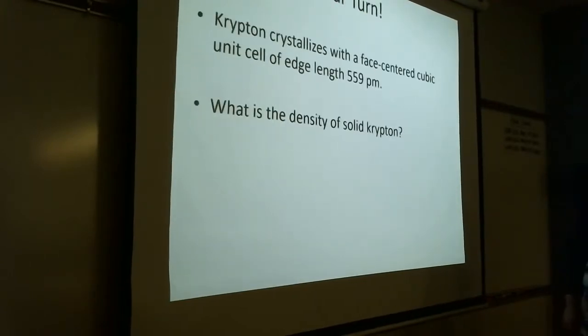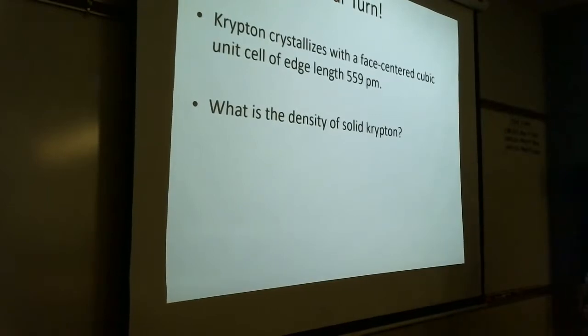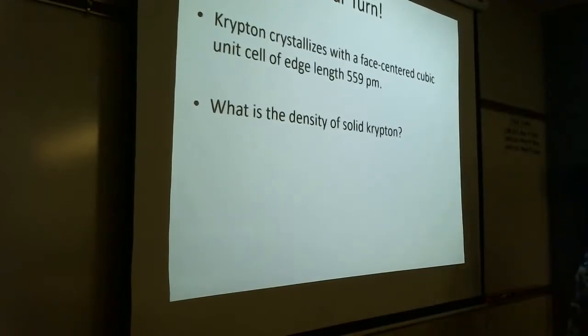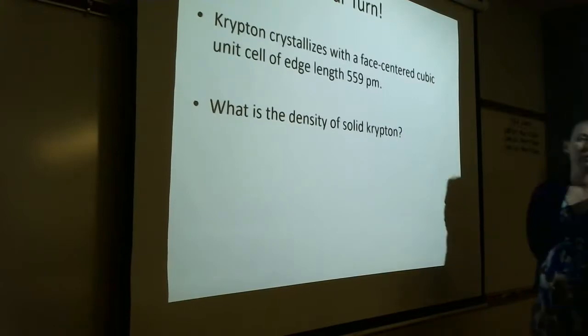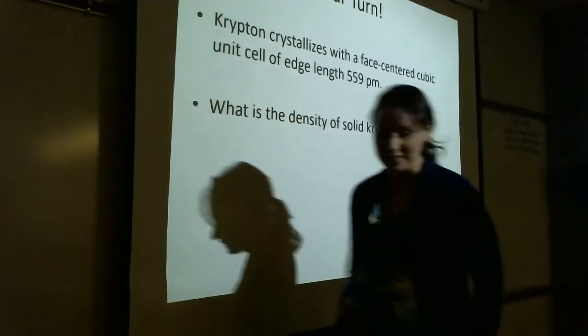All right, you do this one with krypton. Krypton crystallizes as a face-centered cubic unit cell. It has an edge length of 559 picometers. I want to know the density of those unit cells. What's the density of krypton?